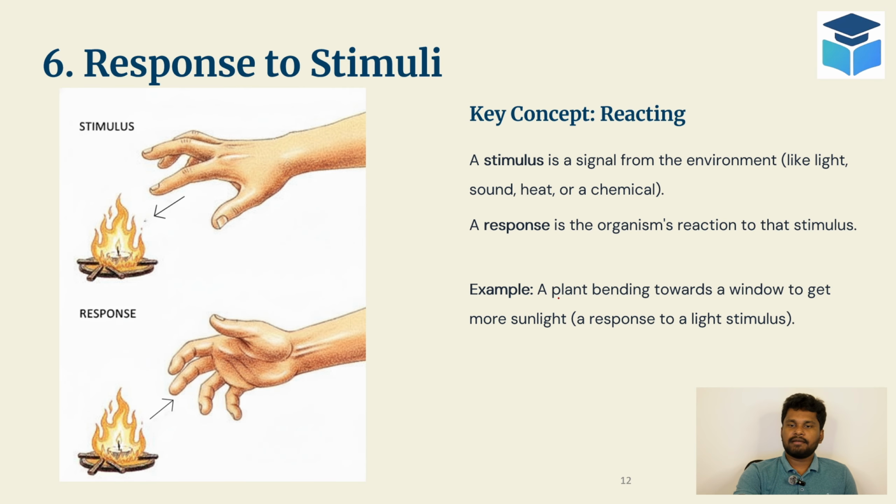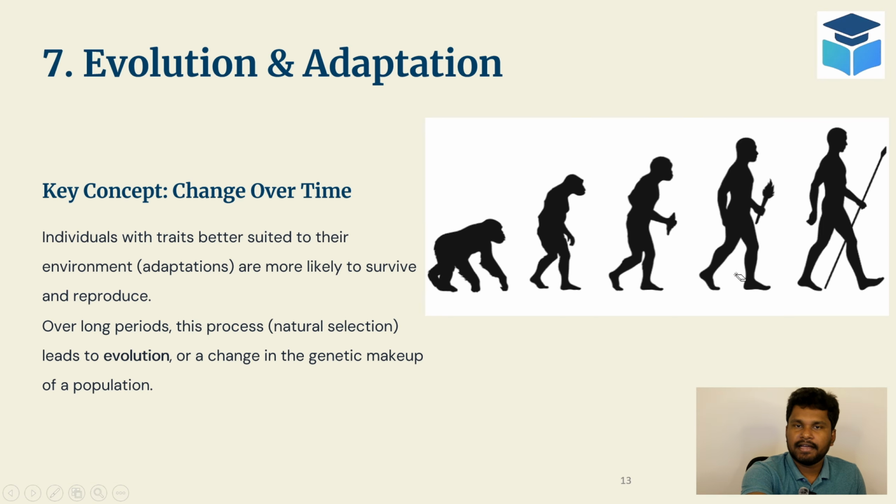Here is an example. If you leave a plant at the window, it will try to grow outside the window because it needs more light. It will start turning towards that side. Next, evolution and adaptation. Change over time.